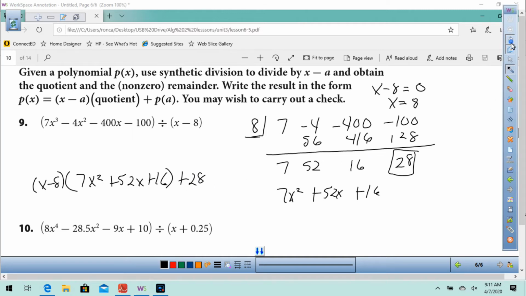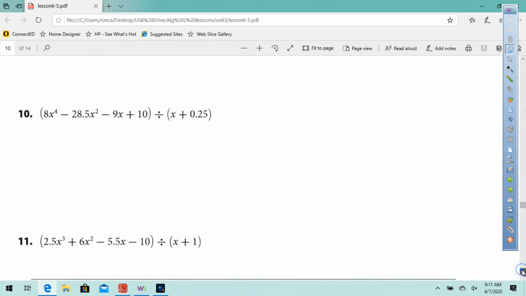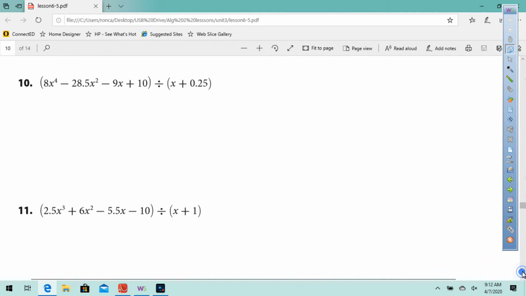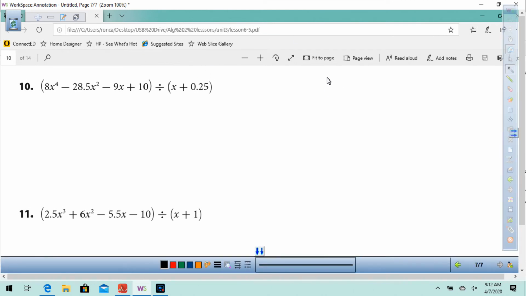All right, let's try another one. That's just too good to be true. Try another one. So we got x plus 0.25 equals 0. So x equals negative 0.25. Negative 0.25 in the box. We have 8. We don't have an x cubed, so we're going to put a 0 there.